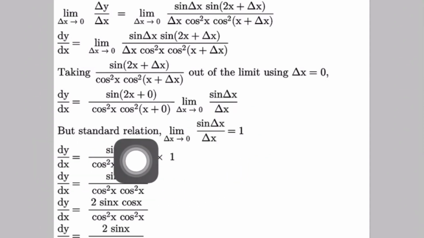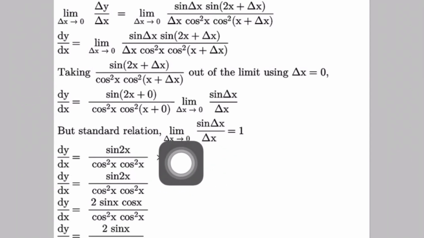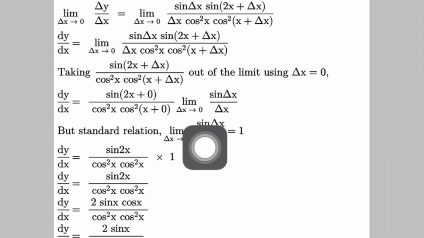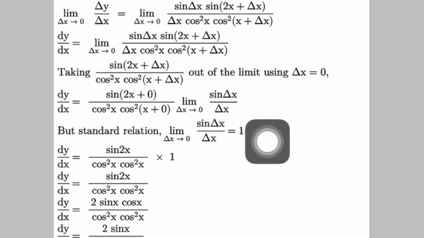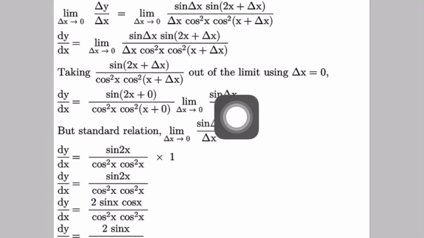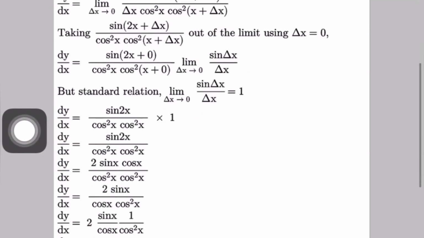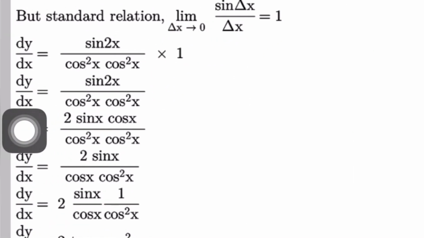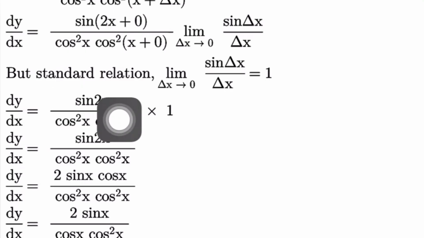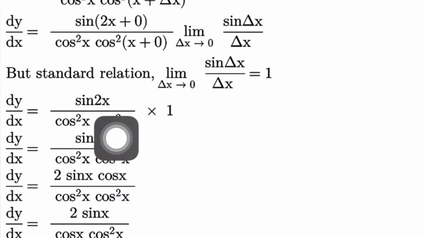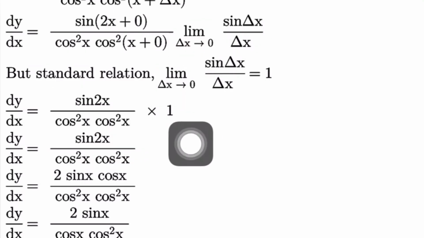But from the standard relation, the limit of sine of del x divided by del x as del x tends to 0 is equal to 1. If we use this relation here, we are left with dy by dx is equal to sine 2x divided by cos square x times cos square x into 1.